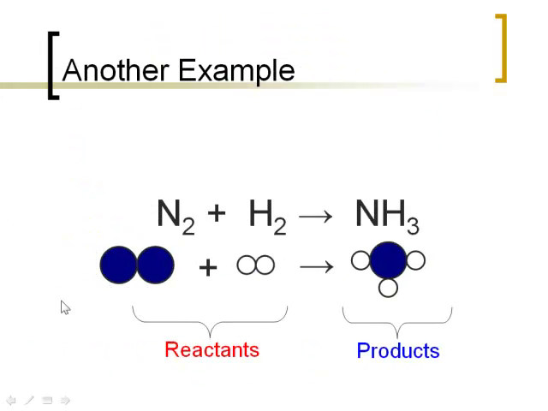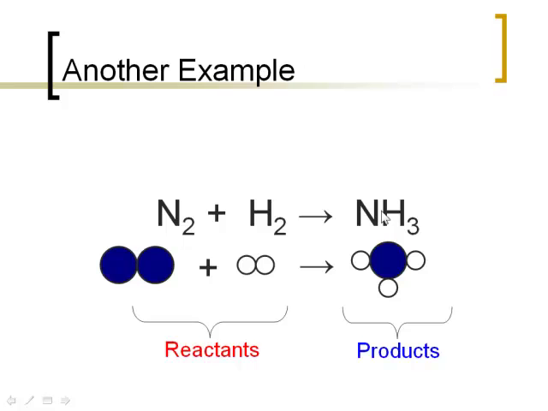Here's another reaction right here. My reactants on the left side of the arrow, the chemicals that I start with, are a nitrogen molecule and a hydrogen molecule. On the product side here, we have ammonia, NH3. This is what we produce during the course of the reaction. So nitrogen and hydrogen react to produce ammonia.